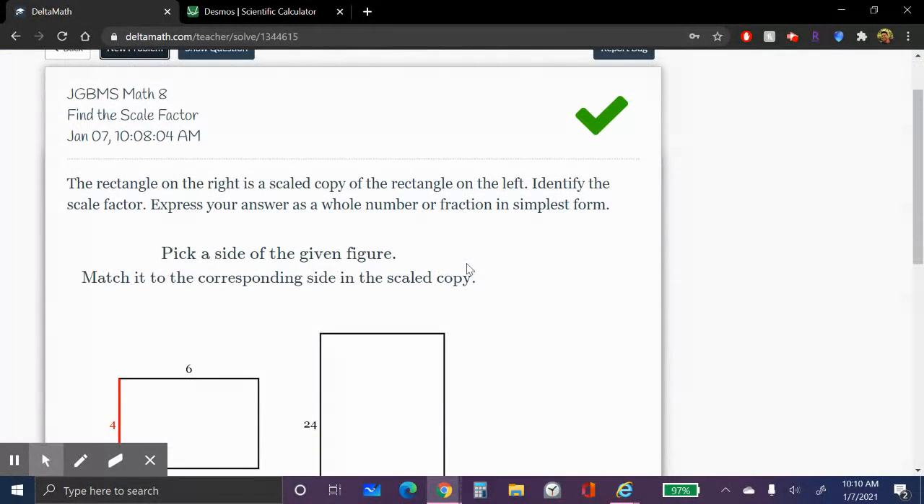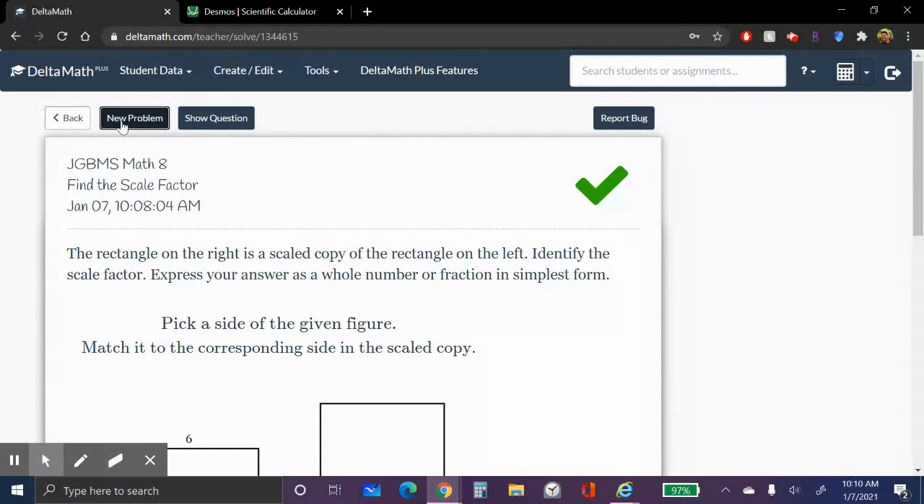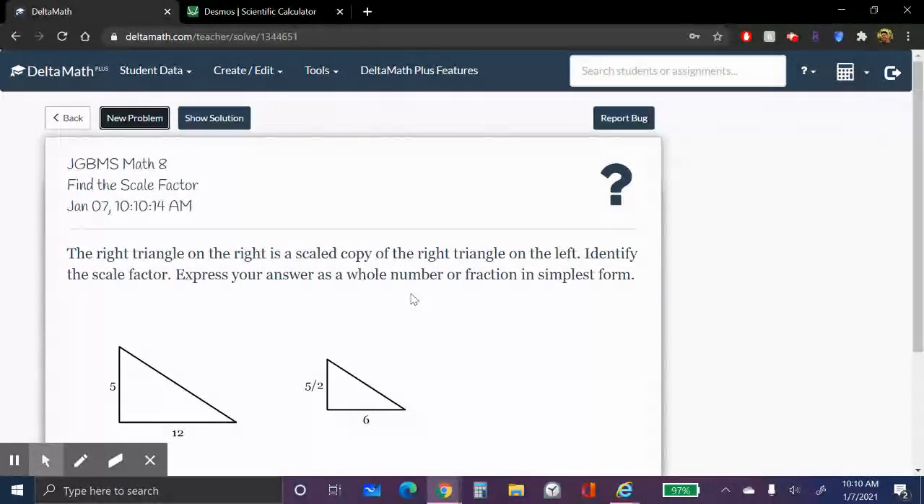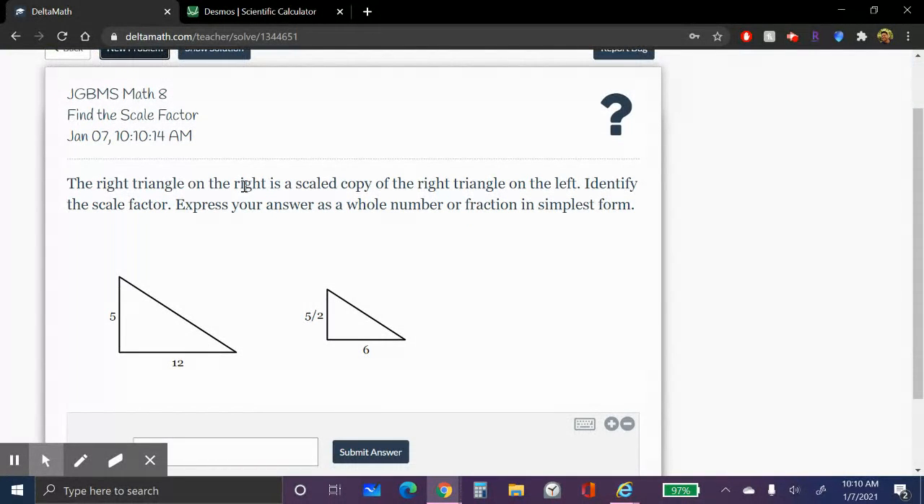Now, this works awesomely when you have numbers that are part of your times tables that you know off the top of your head. You might have other different copies. All right, so how about this one? The right triangle on the right is a scaled copy of the right triangle on the left. So I take a look at this and I look at this. It looks like this became smaller.